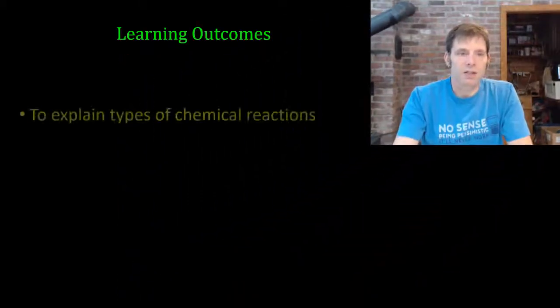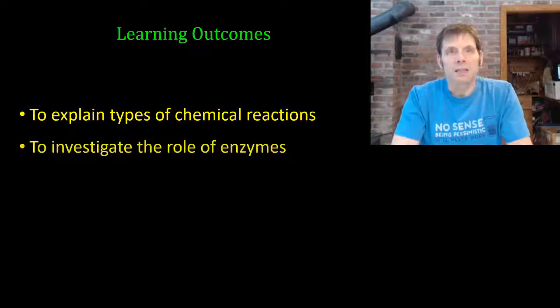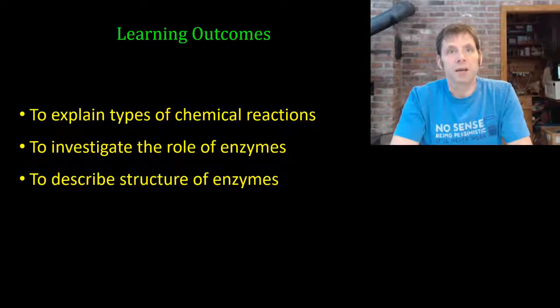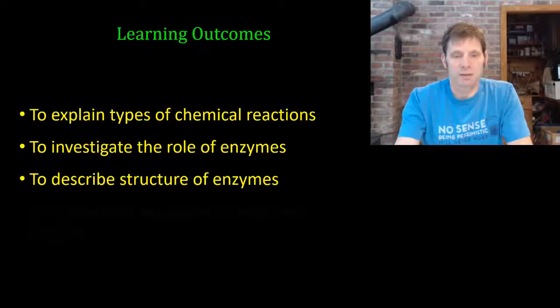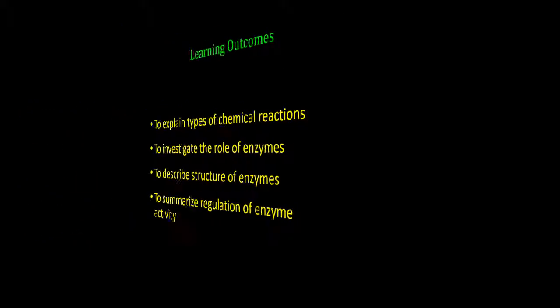We'll have a few learning outcomes. The first is to explain a couple of types of chemical reactions that occur in the cell. The second, we want to investigate the role of enzymes. We're going to describe the structure of an enzyme and how structure relates to function. And finally, we want to summarize how enzymes are turned on and off, or how their activity is regulated.